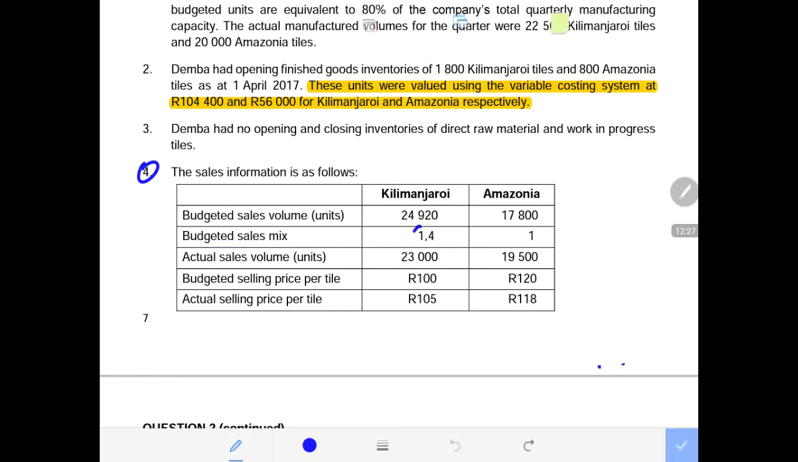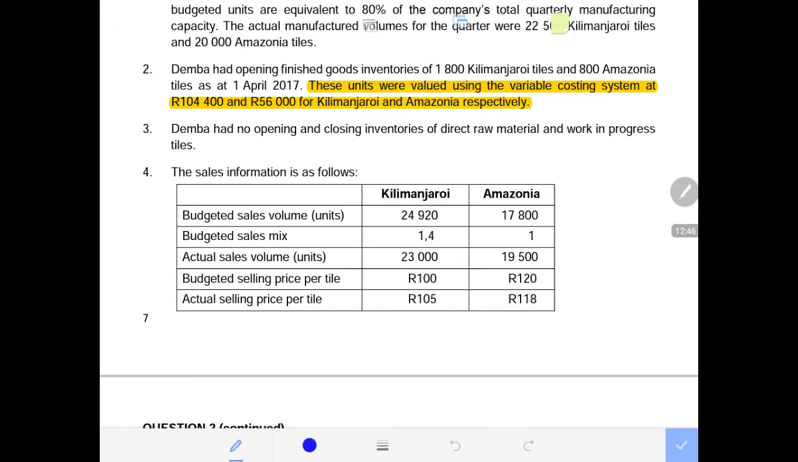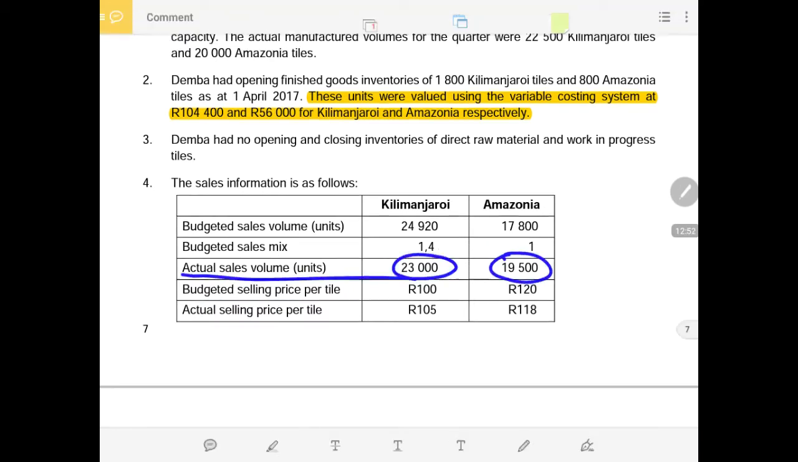Our sales mix is 1.4 to 1, and I've explained the sales mix in the previous videos, how you derive the amount of the sales mix. Actual sales volume is 23,000 and 19,500, meaning these are the actual units that were sold. We sold 23,000 and 19,500.